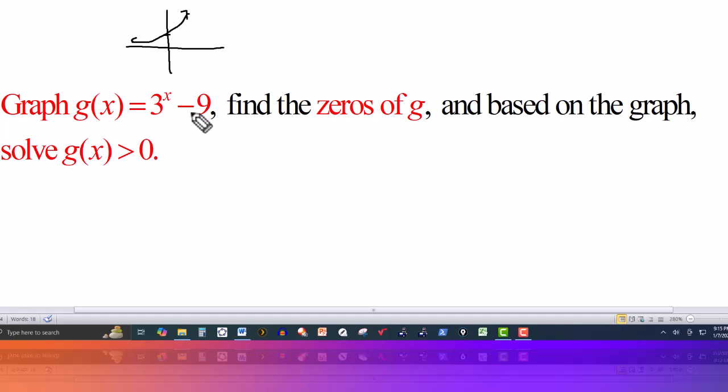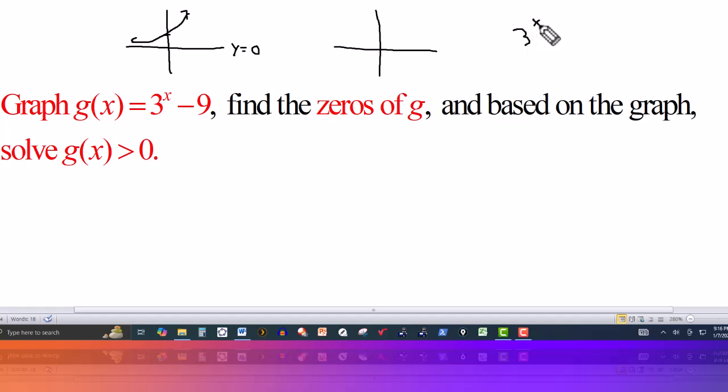Now putting a minus 9 there simply moves the graph up or down. If this is a positive 9, it moves it up 9. In this case it's minus, so it goes down 9 units. So here's your horizontal asymptote for this one. The graph approaches the line, the x-axis, in this case y equals 0, and then it rises this way.